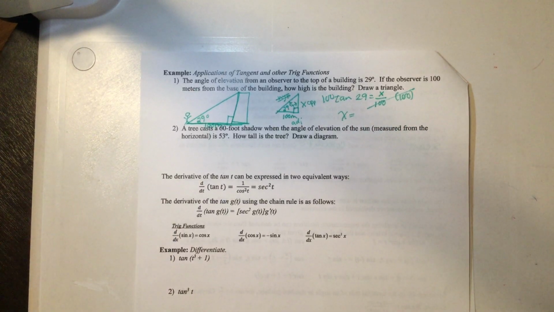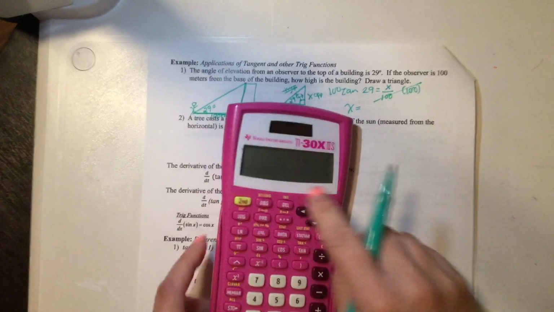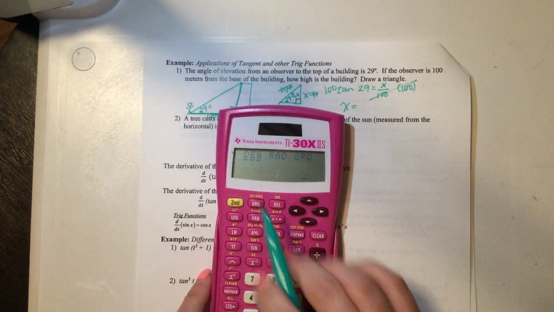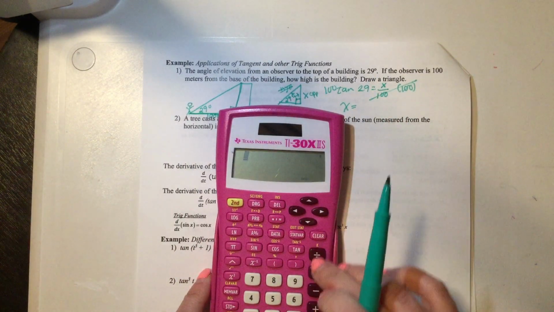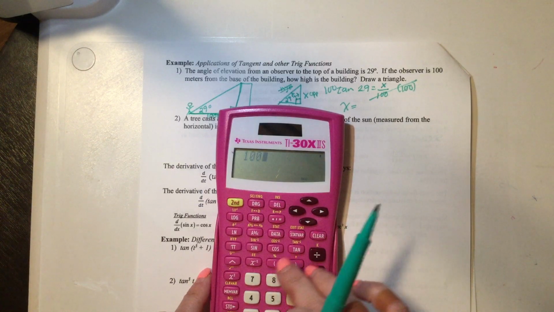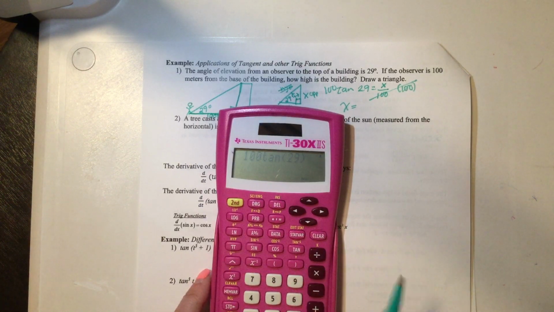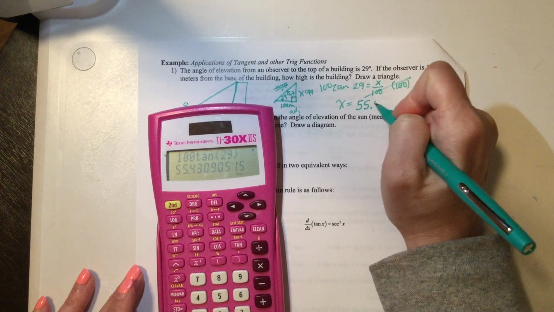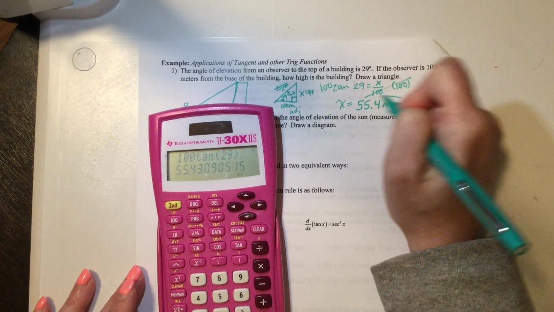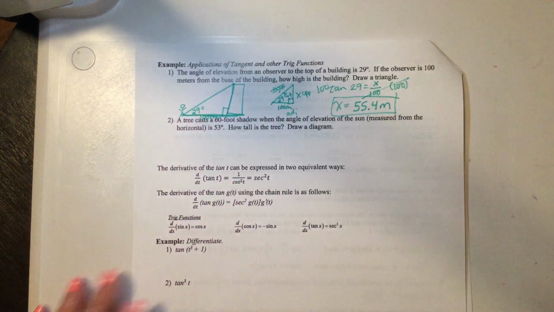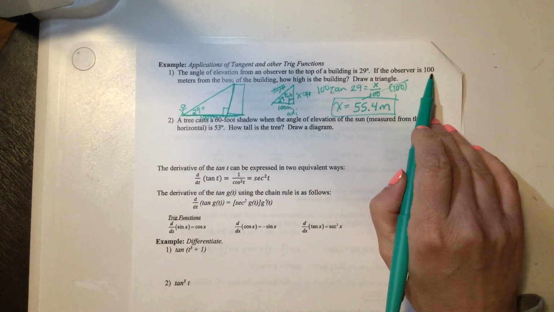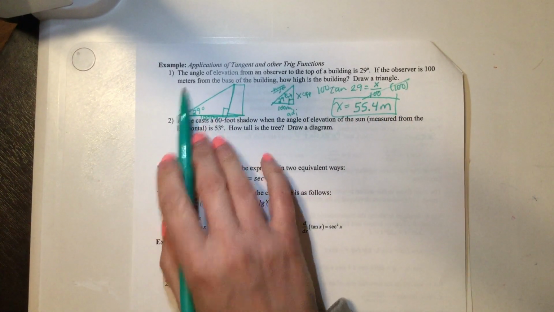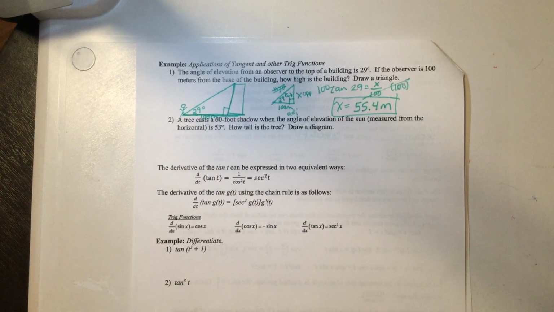So x, I'm going to make sure that my calculator is in degree mode. Remember to do your calculator, I want it in degrees because we're looking at a 29-degree angle. So I would have 100 times the tangent of 29. That building would be 55.4 meters. The reason why I know it's meters is because the one measurement for length that they gave us was that the observer was 100 meters from the building.